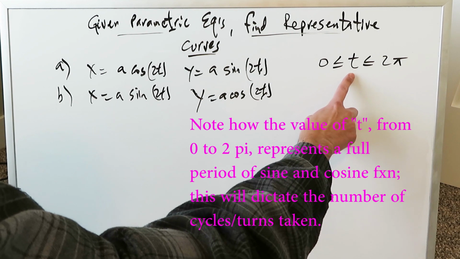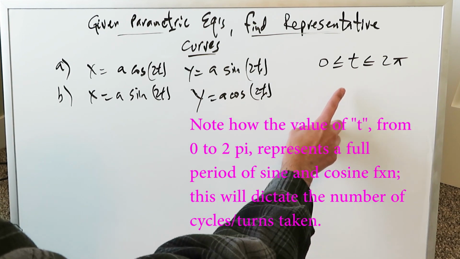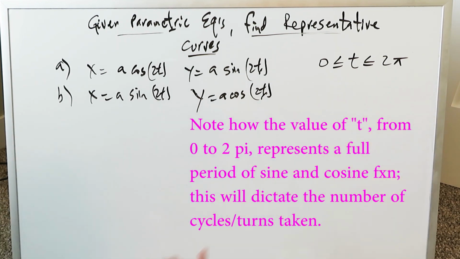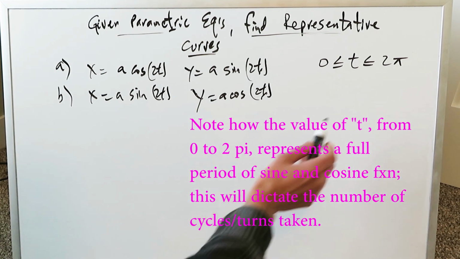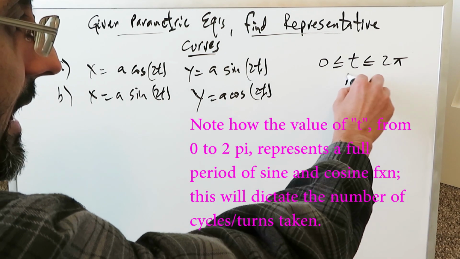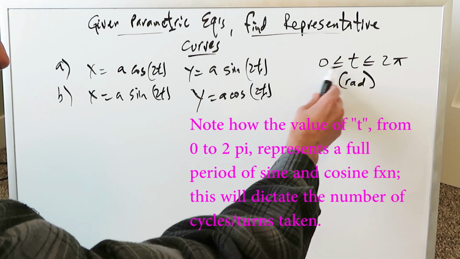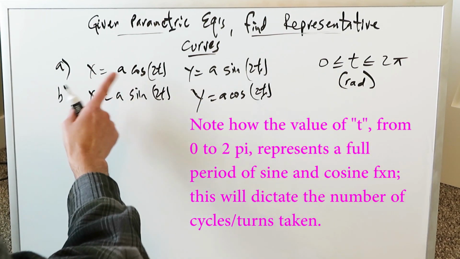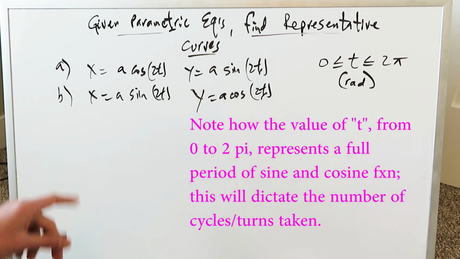The value of t is between 0 and 2 pi, and just by looking at that, you know t here represents an angle in radians. The value of t, an angle in radians. And this specific relationship here applies to both a and b. We're going to do a and we'll do b.